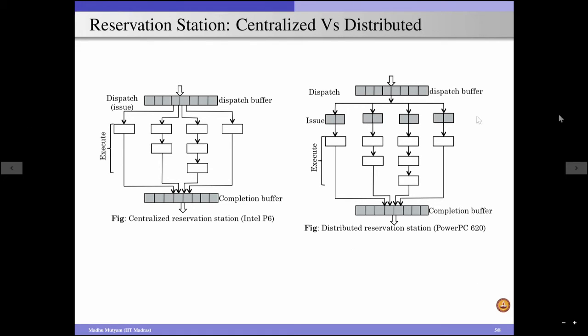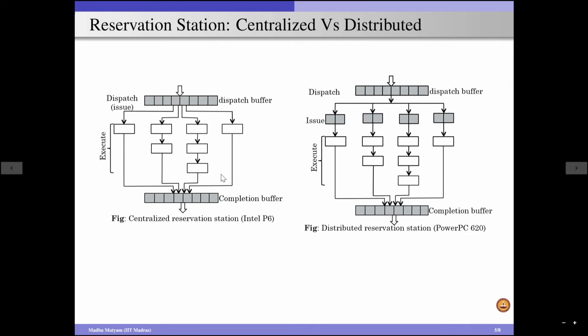But note that these two are two extremes of the designs. One is using the complete centralized reservation station, the other is using completely distributed reservation stations. As an intermediate to these two designs, we can come up with clustered reservation stations, where rather than having one reservation station per functional unit, or a single reservation station for all the functional units, we can divide the reservation station into multiple clusters, and each cluster can feed multiple functional units associated with it.